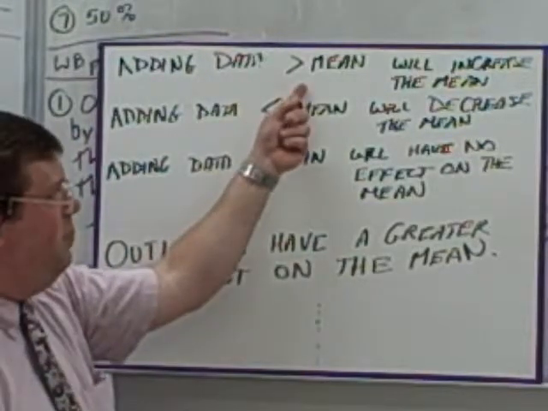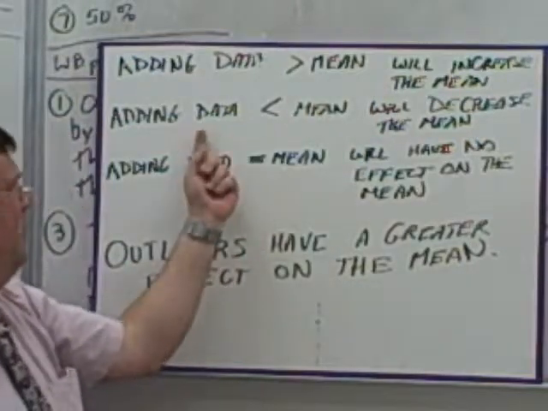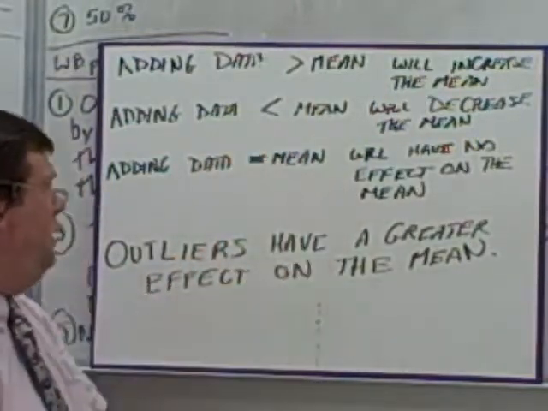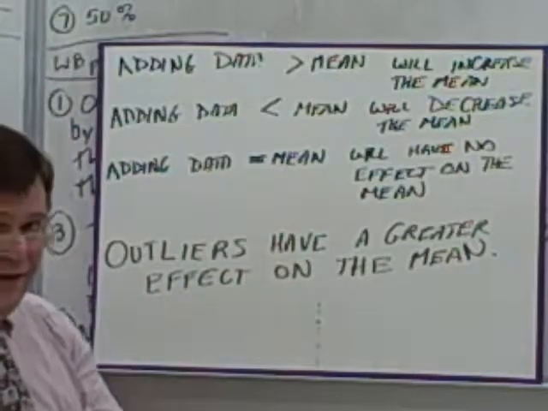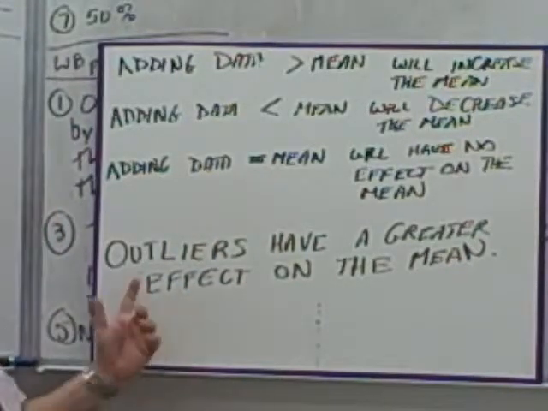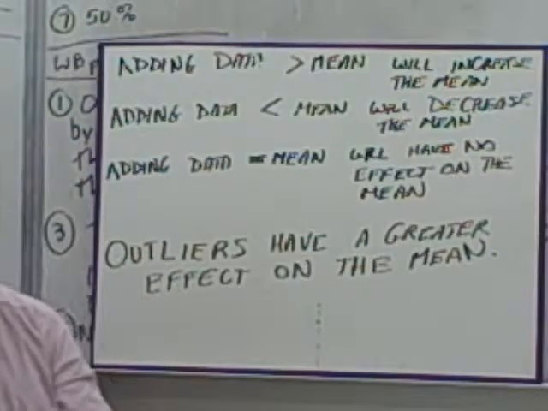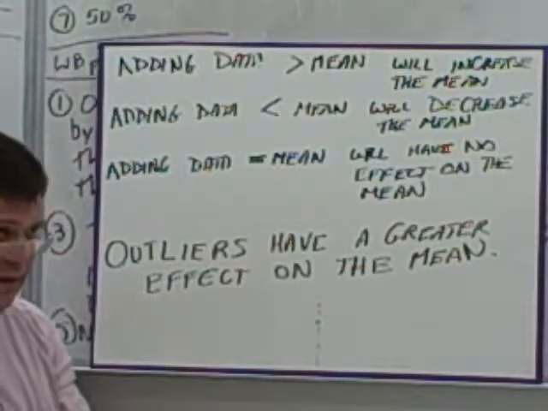Adding data greater than the mean will increase the mean. Adding data less than the mean will decrease the mean. Adding data that's equal to the mean will have no effect on the mean. Outliers have a greater effect on the mean itself than they do on the median.